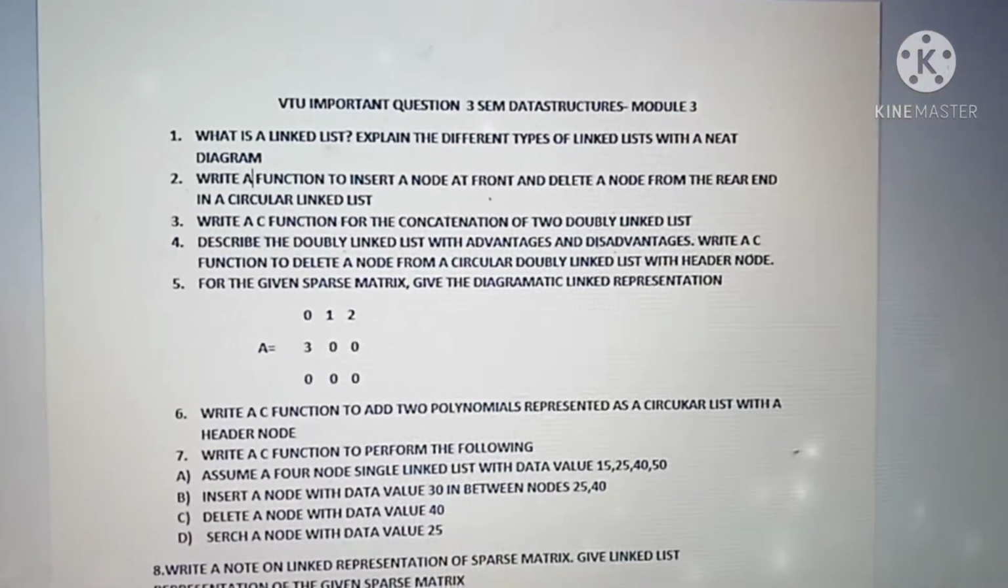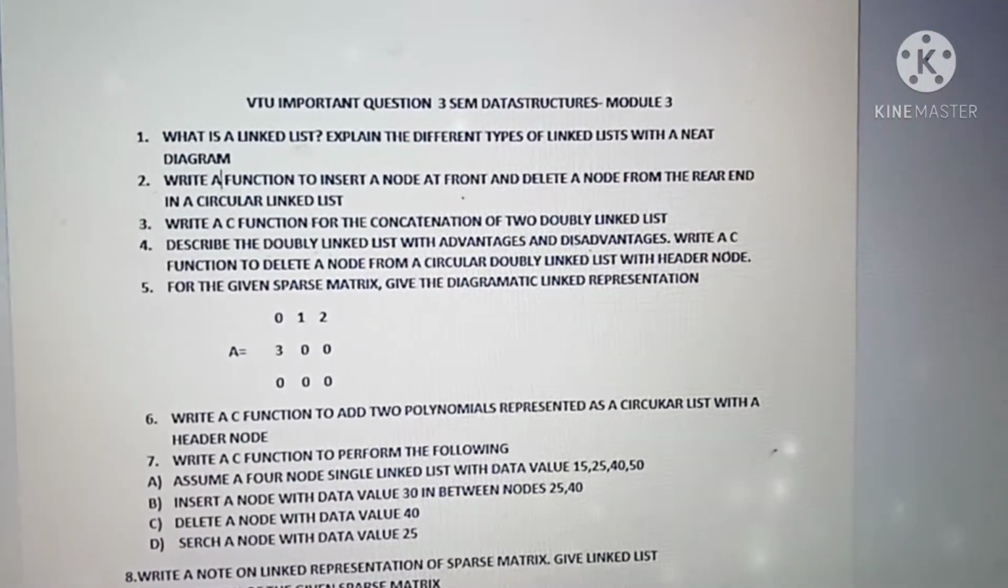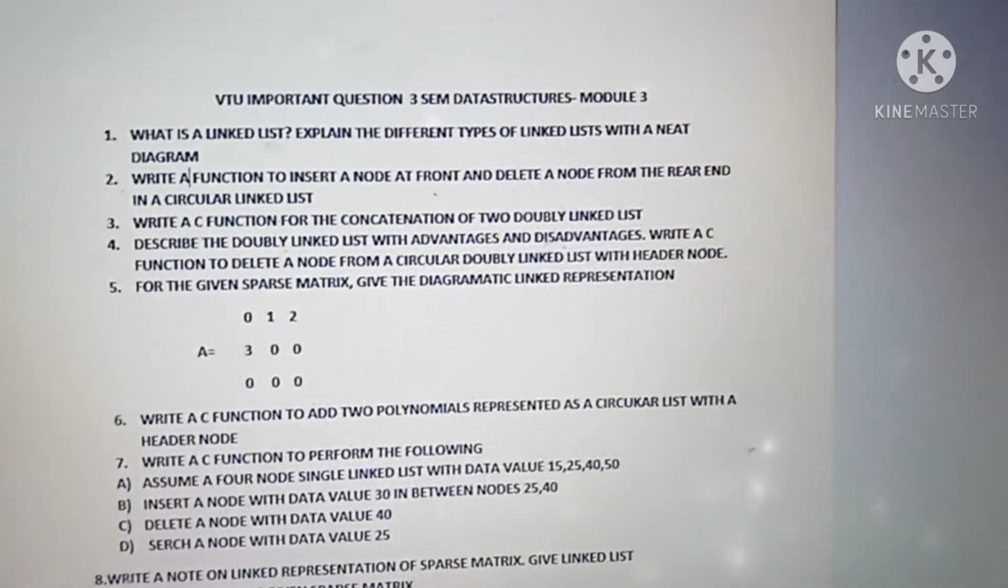In today's video, we are going to discuss VTU important questions for third semester data structures module 3.